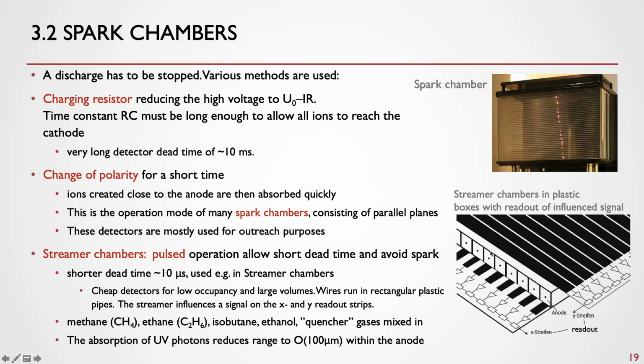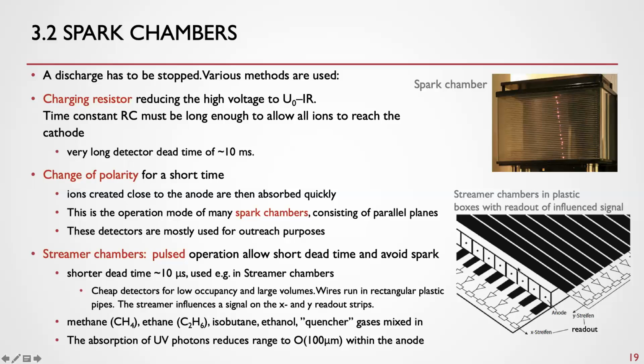So here's an image. There are rectangular tubes. There's a simple anode wire in those. The rectangular tubes have inside a metallic coating, and a high voltage is applied in pulsed operation. And then there are X and Y strips on top of these simple plastic tubes. And the signal is then collected from the strips in X and Y direction.